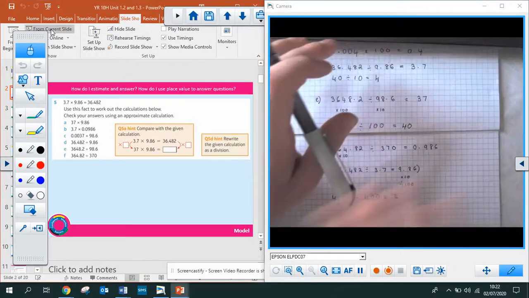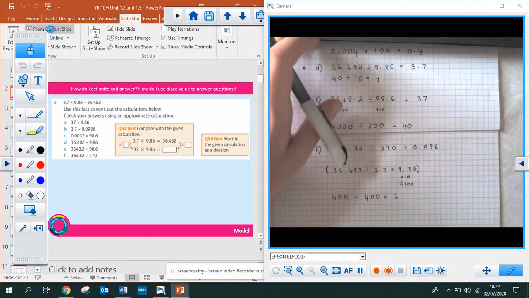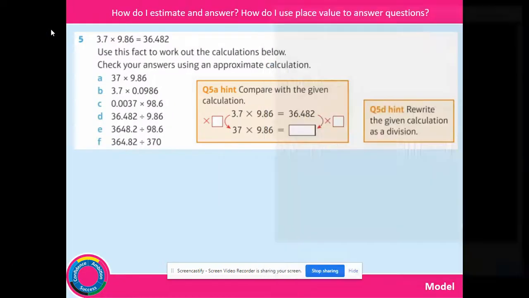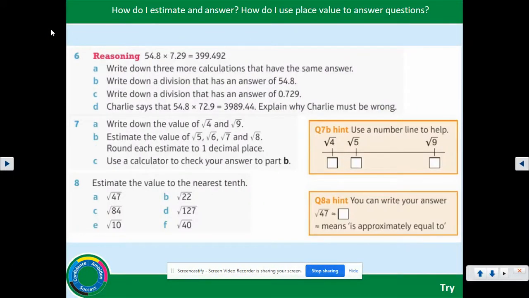Now there's a chance for you to have a go at something similar. So if you could have a go, please, at these 3 questions. I'm just going to talk you through them quickly. And then you can pause the video and then play when you're ready for your solution. So you've been given a fact there, like we were given in the last example. And your fact is 54.8 times 7.29 is 399.492.